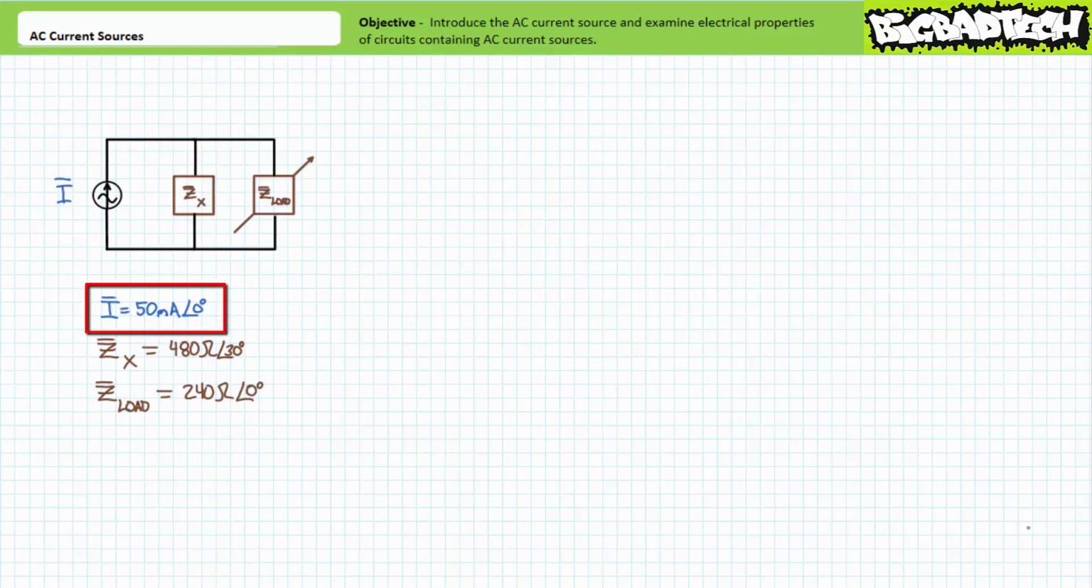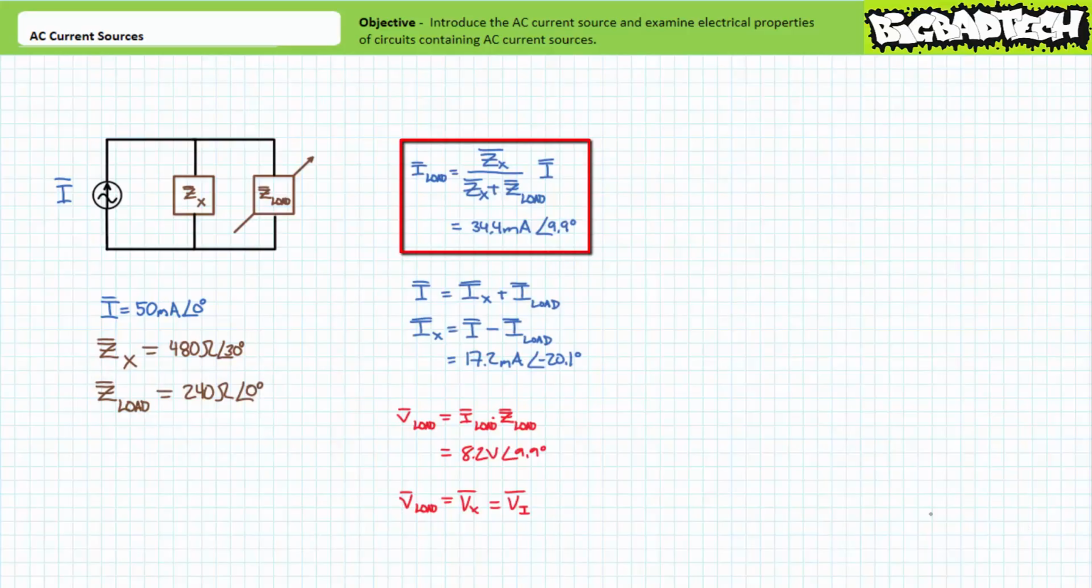Consider an AC current source supplying 50 milliamperes at an angle of 0 degrees to a parallel combination of impedances. One, a fixed impedance of 480 ohms at an angle of 30 degrees, another, a variable impedance currently set at 240 ohms at an angle of 0 degrees. An application of the AC current divider rule demonstrates that current through the variable load impedance is 34.4 milliamperes at an angle of 9.9 degrees.